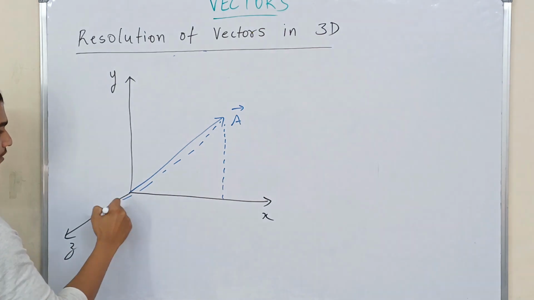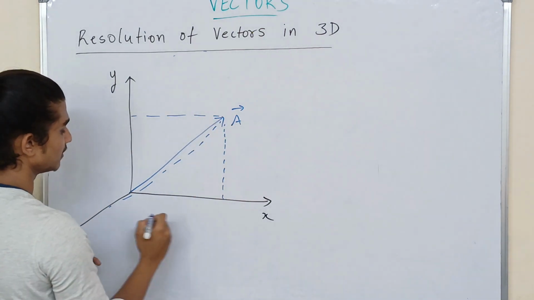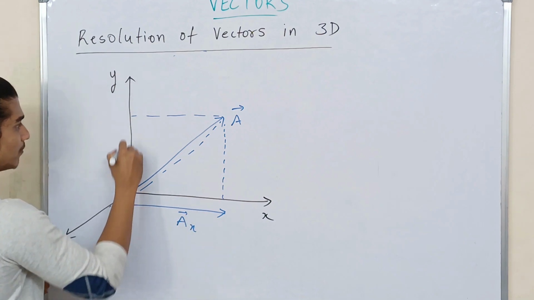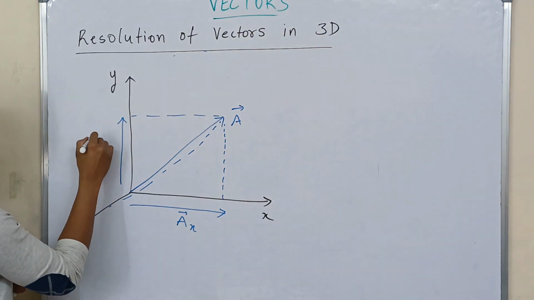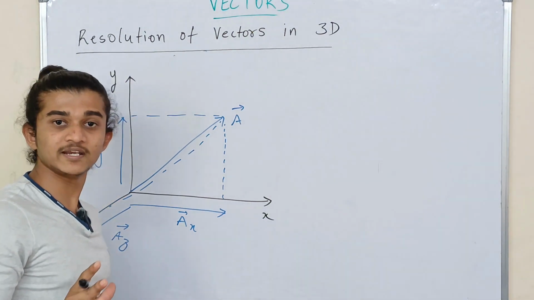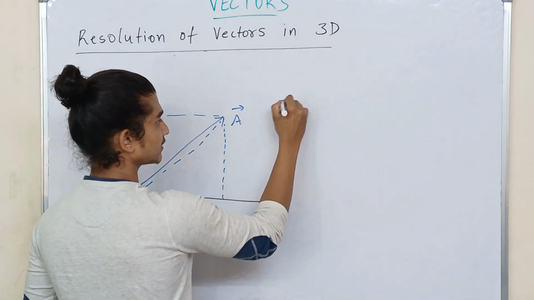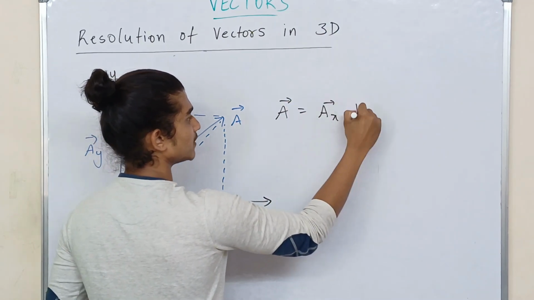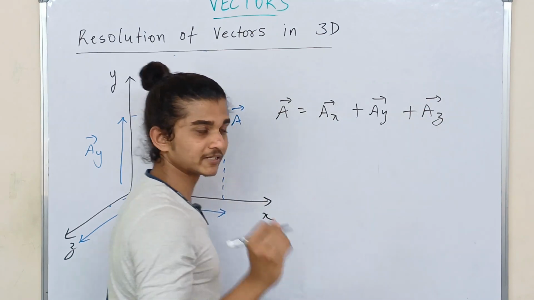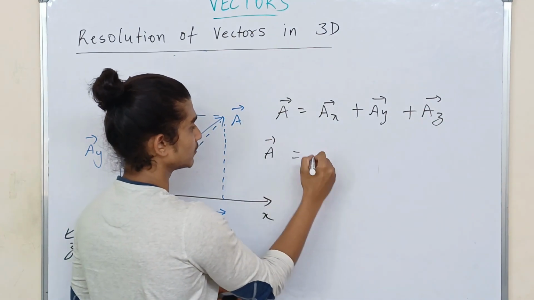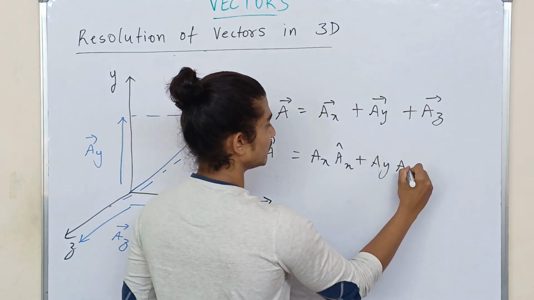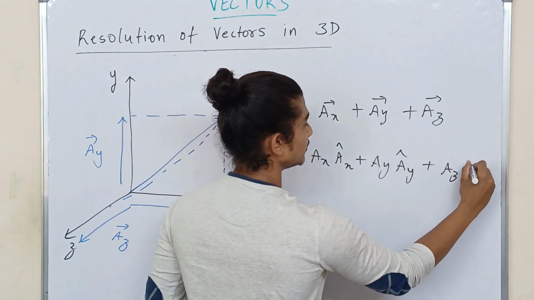Perpendiculars have been dropped on the x, y and z axes respectively, and the component along the x axis will be written as ax vector, the component along the y axis as ay vector, and the component along the z axis as az vector. So from this I can write a vector is equal to ax vector plus ay vector plus az vector. Applying the unit vector concept, I can write a vector equals ax into ax cap plus ay into ay cap plus az into az cap.